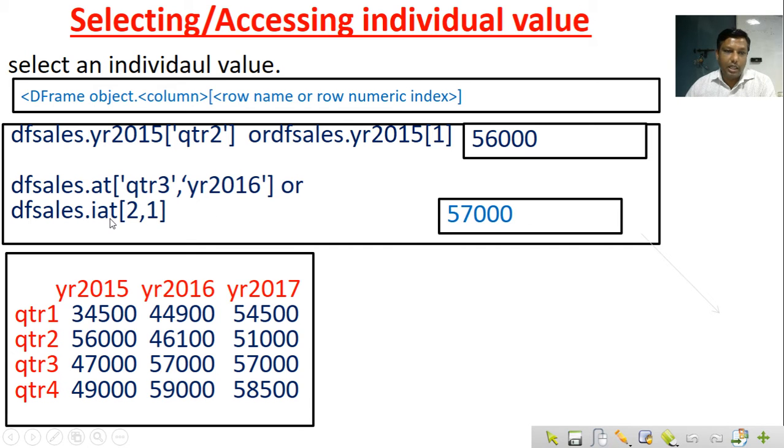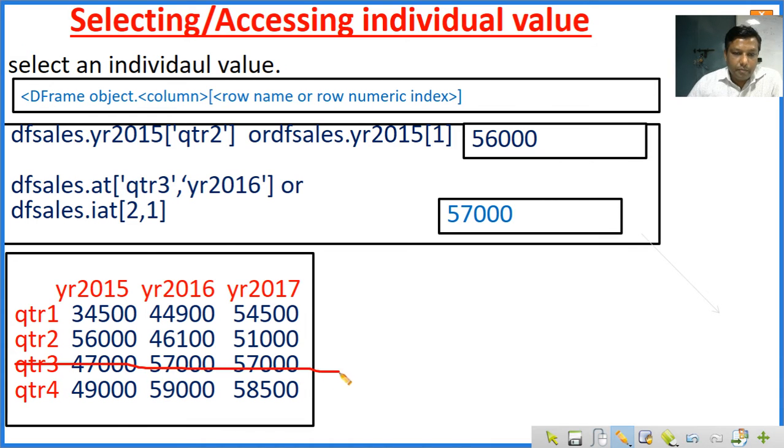Next is quarter 3, year 2016. We can write at: quarter 3 means this row and year 2016 means this column, at the intersection point, 57000. iat means integer at. So 2 means 0, 1 and 2, which is quarter 3, and 1 means this column. So the answer is 57000 for both commands.